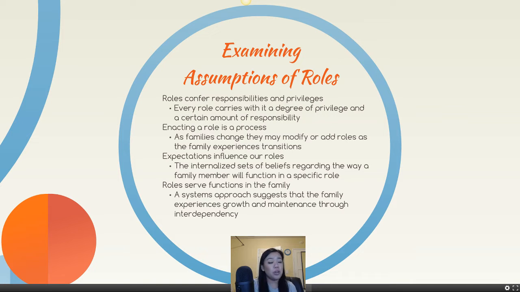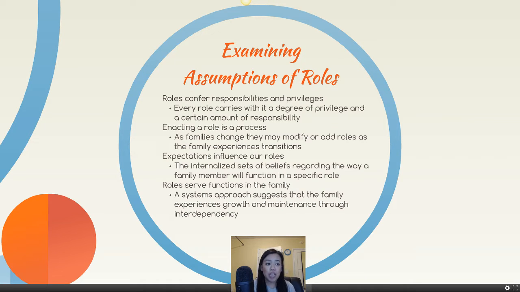And enacting a role is a process, meaning that very few people, for example, will jump in and magically know how to parent on their first child, right? If anything, a lot of my own students have shared with me that when they had their first child, it was really a learning process of how to be a parent, right? And how to parent in a way that's comfortable for them and positive for their children.